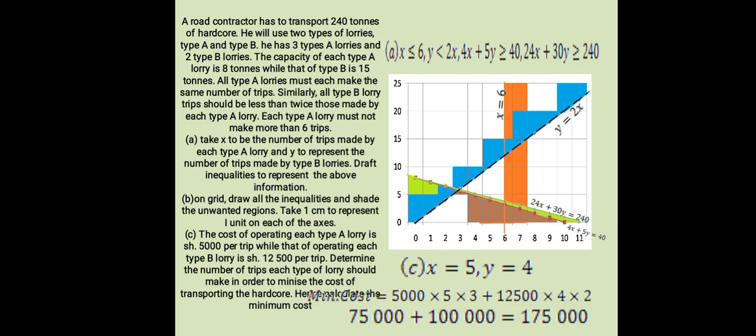C. The cost of operating each type A lorry is 5,000 shillings per trip, while that of operating each type B lorry is 12,500 shillings per trip. Determine the number of trips each of the lorry should make in order to minimize the cost of transporting the hardcore. Hence, calculate the minimum cost.